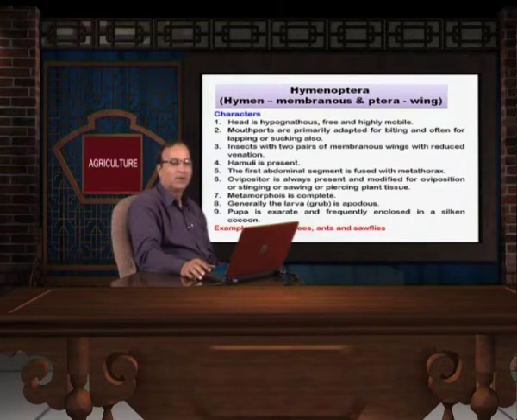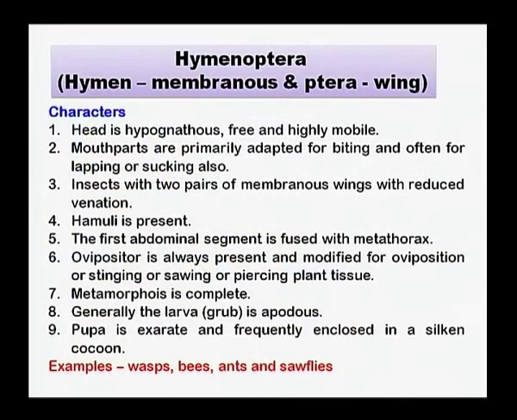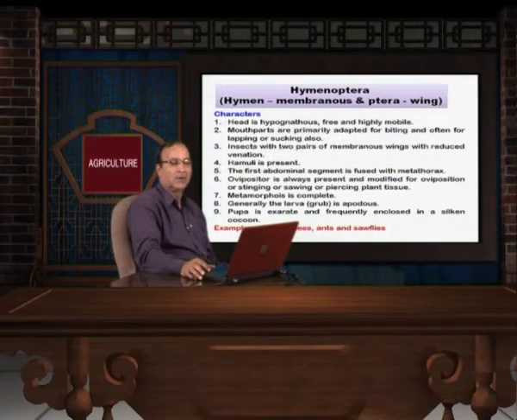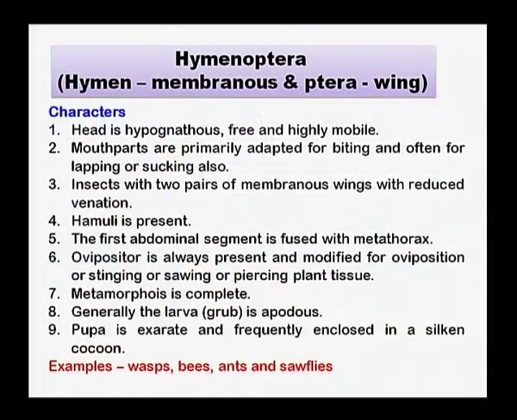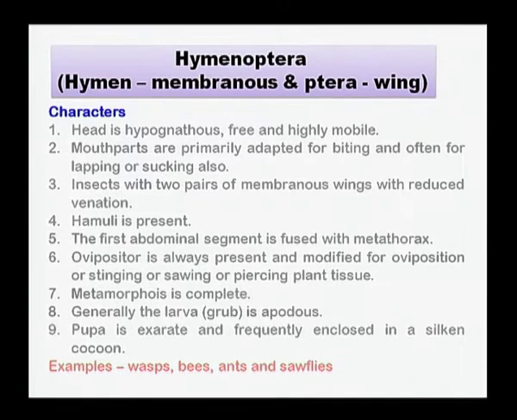Hymenoptera is made up of two words, hymen and ptera. Hymen means membranous, ptera means wings. So, the insects belonging to this order Hymenoptera are characterized by membranous wings. It means the wings are membranous in nature.